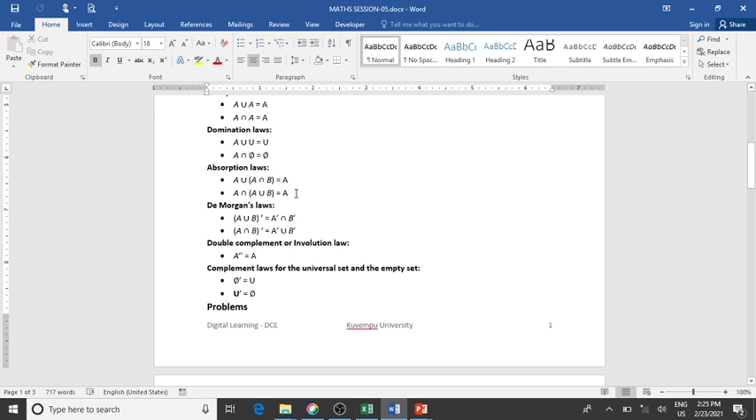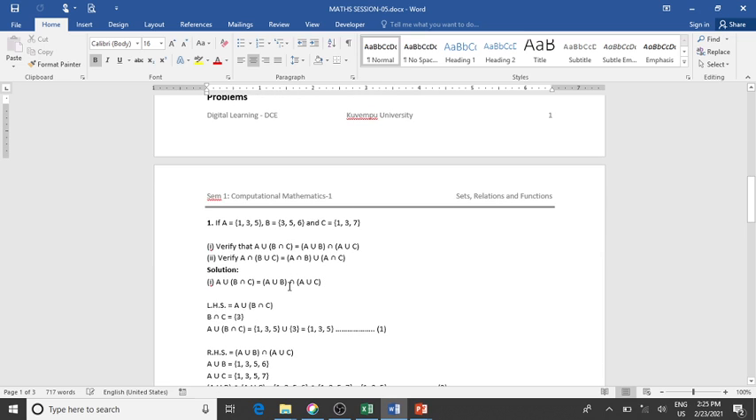Next, De Morgan's law, which we also call the negation law. The complement of (A union B) is equal to A complement intersection B complement. Similarly, the complement of (A intersection B) is equal to A complement union B complement. Next is double complement or involution law. The complement of the complement of A gives rise to A itself. So the complements get cancelled, and it gives us back A itself. Next, complement law for the universal set and the empty set. If we complement the null set, it gives the universal set. If we complement the universal set, it gives the null set.